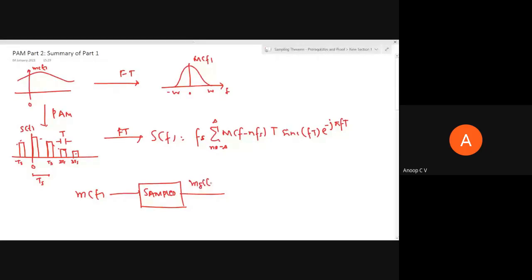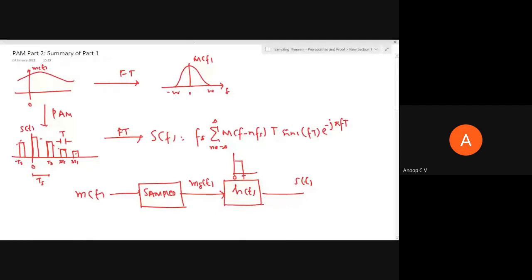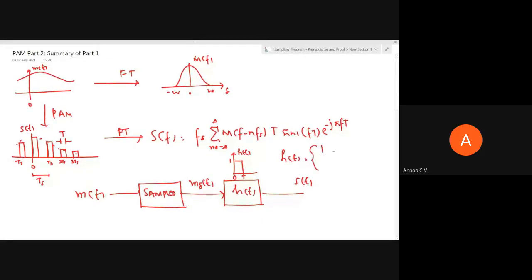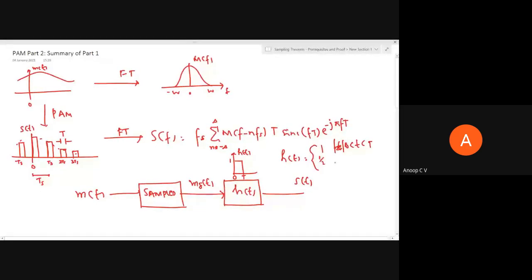That sampled signal is passed through an LTI filter with impulse response h of t, and we get s of t. So this impulse response is nothing but what? It should be of this shape: from 0 to T, it should be equal to 1, and elsewhere it should be 0. So we have written clearly that h of t is equal to 1 for 0 less than t less than capital T, and it will be equal to half for t equal to 0 and t equal to capital T, and it will be 0 elsewhere. So we have written this.